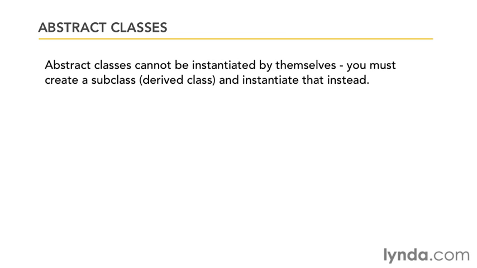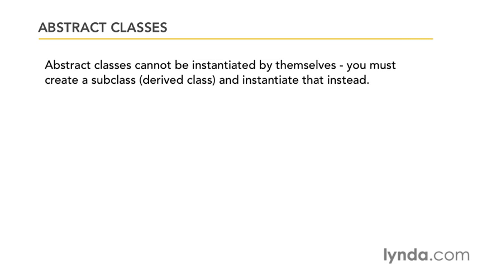All right, in this section, we're going to talk about abstract classes. And abstract classes tend to be one of those subjects that trip people up who are learning object-oriented programming for the first time, so I'll try to make this easy. Essentially, an abstract class can't be instantiated by itself. You have to create a subclass, and you have to instantiate that instead.